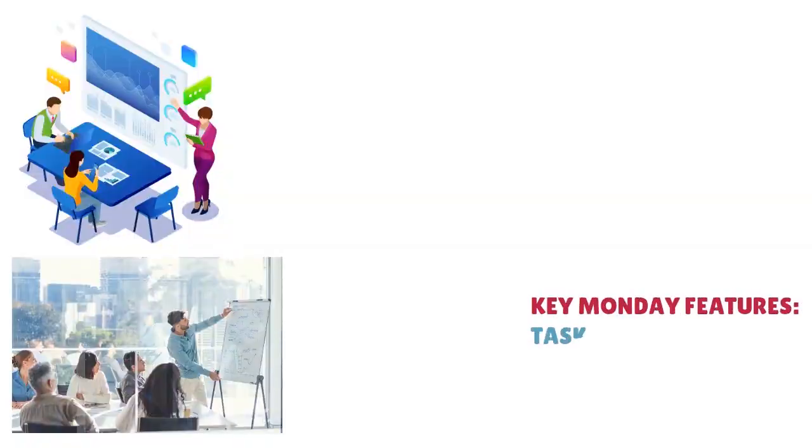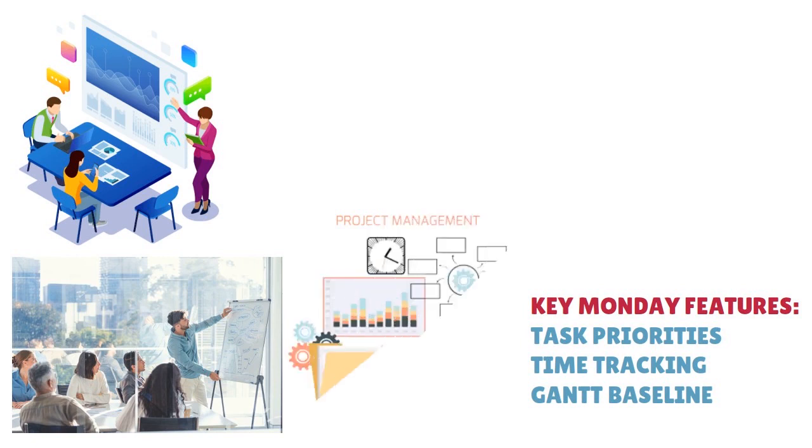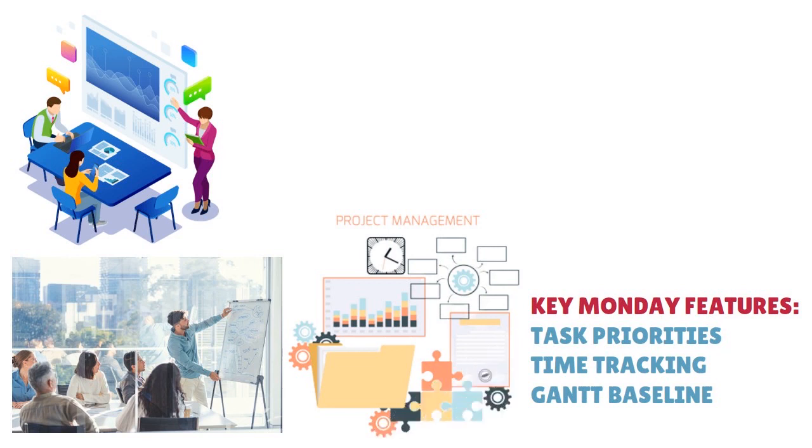So if you think about Monday.com business plan software features, you have task priorities. This is really important. You have time tracking. You have a Gantt baseline within Monday.com, which is really great. The thing with the Gantt baseline is that you have a great tool for project management with a business line sort of functionality.